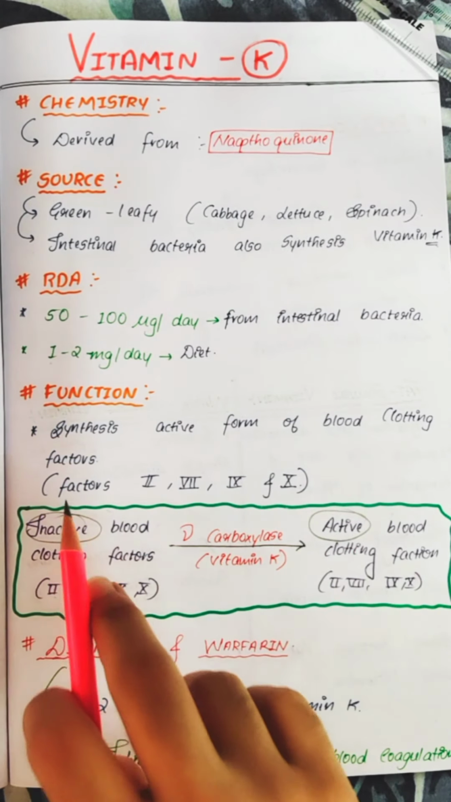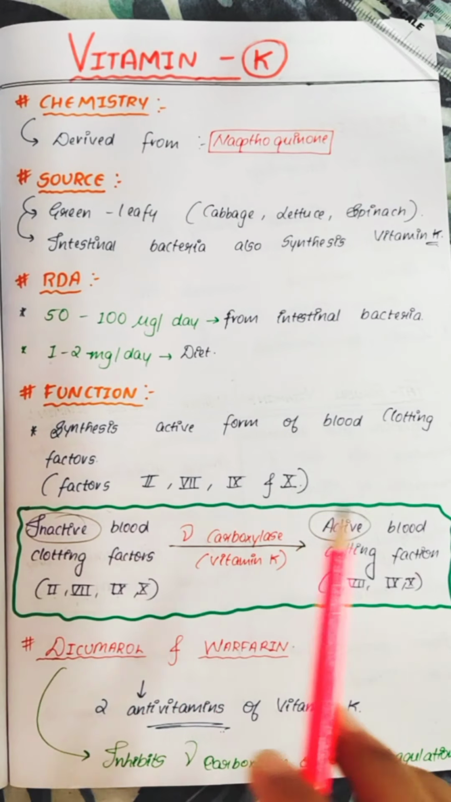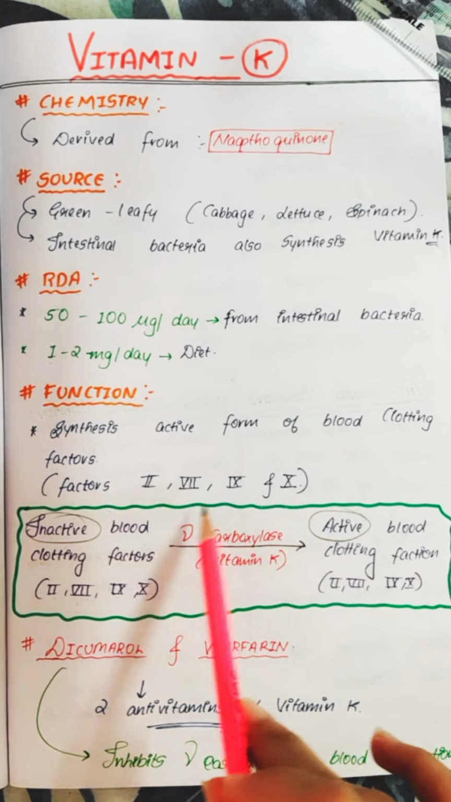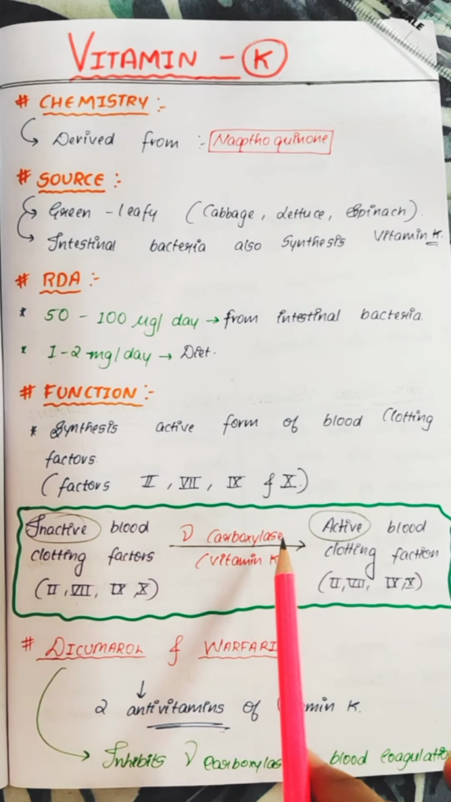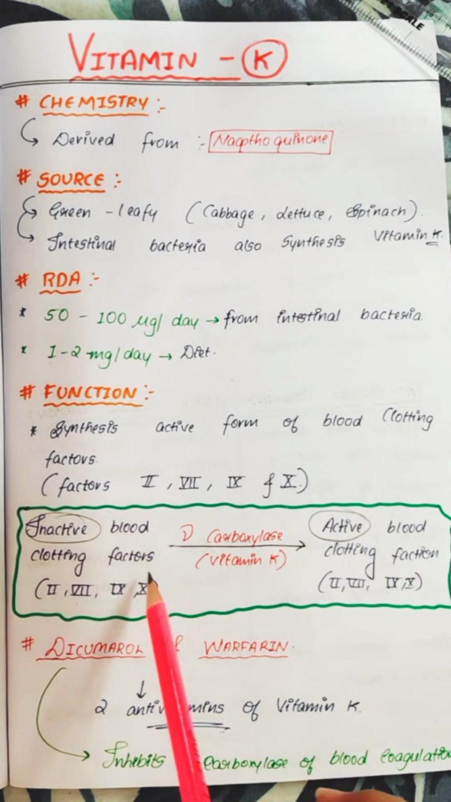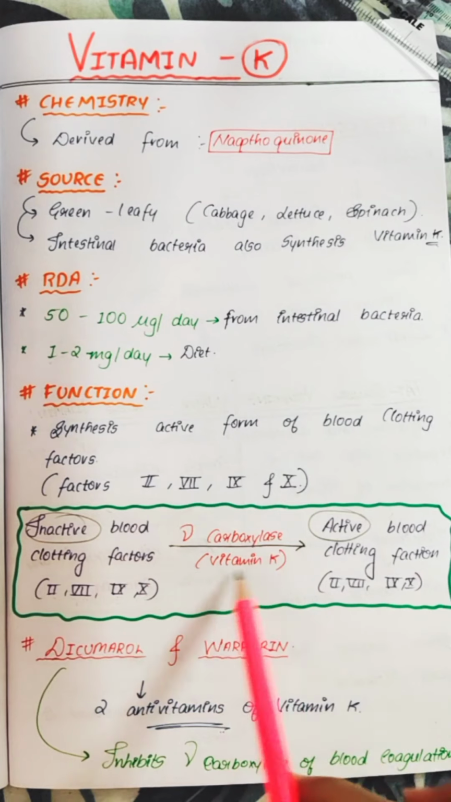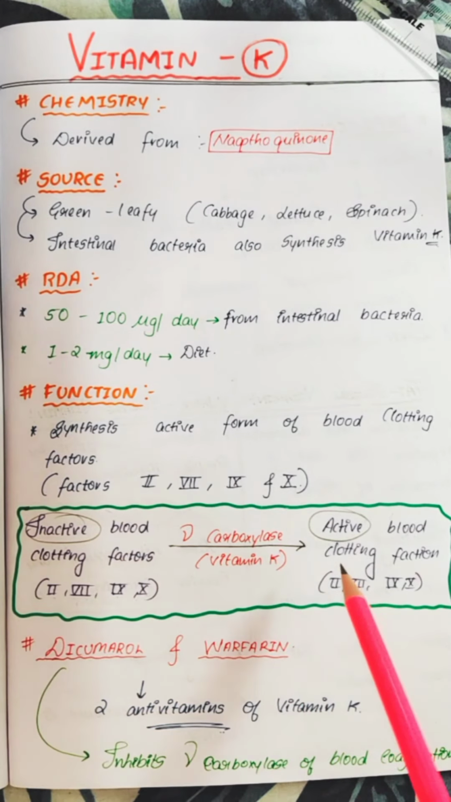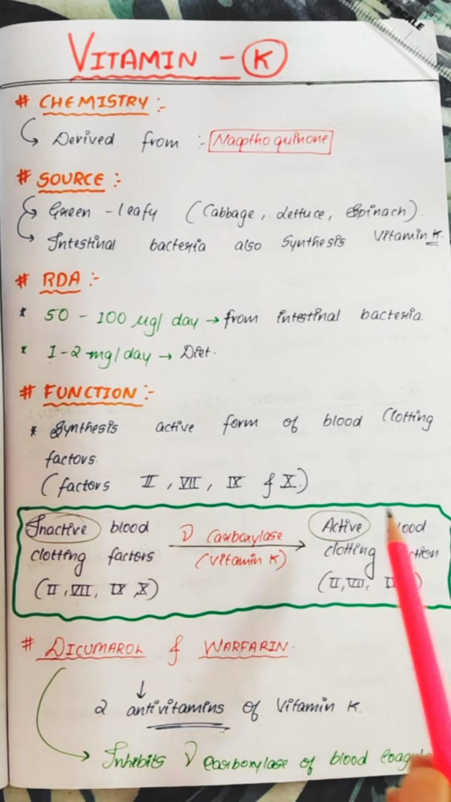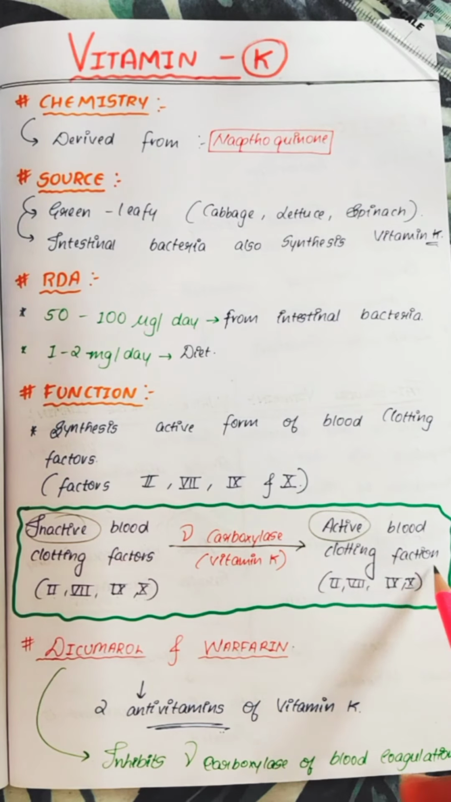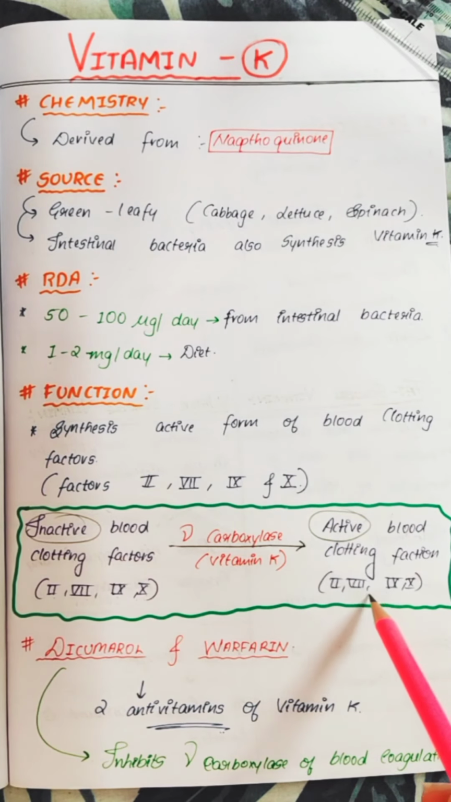Why? Because these are inactive. What makes them active? The gamma carboxylase enzyme. Remember this enzyme, gamma carboxylase, in the presence of vitamin K. So they get converted into active blood clotting factors, that is 2, 7, 9 and 10.